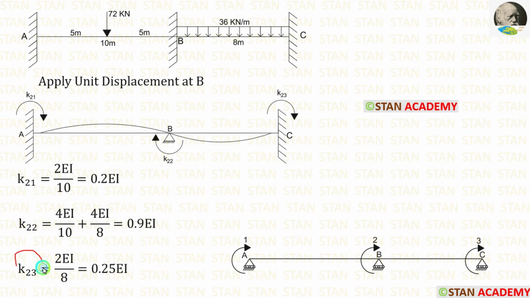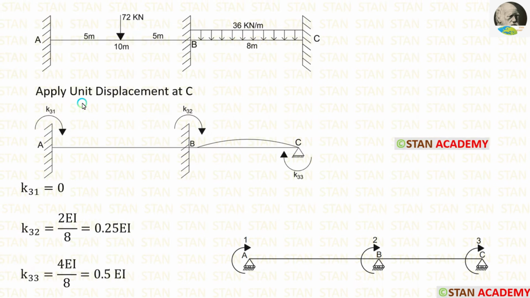Now, let us calculate K23. For that, from the point C, we have to look on both the sides. On the right side, there is nothing. On the left side, we are having a hinged support. If the far end is hinged, the formula is 2EI upon L. The length of BC is 8 meter. We can apply. Finally, we are getting 0.25 EI.